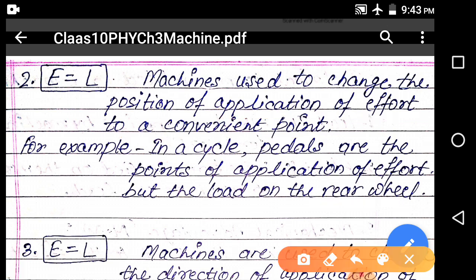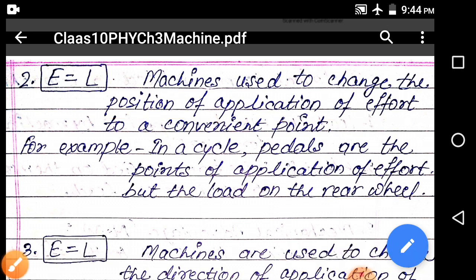So that's why the machine, which is actually the arrangement of the rear wheel and the pedal attached with the chain, allows us to apply the effort at a suitable or convenient position below our foot on the pedals, and the effort is applied on the pedal and the load is on the rear wheel, which is attached by a chain. So here the machine works only to change the position of application of effort.